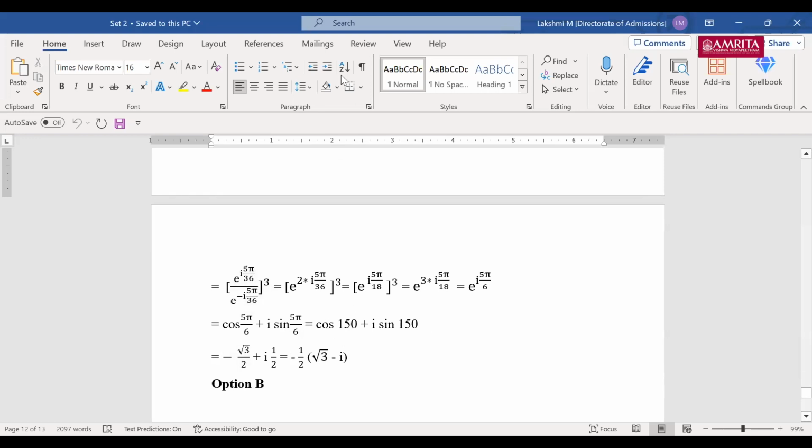I think a lot of people have typed the answer. Okay. Almost, I think 5 or 6 students have answered the correct option. It's option B.